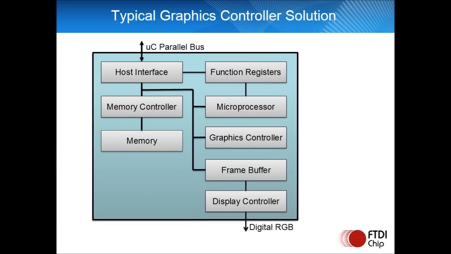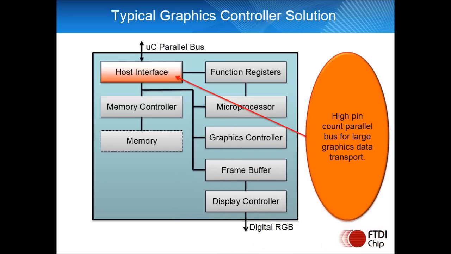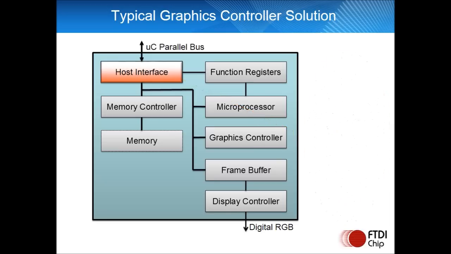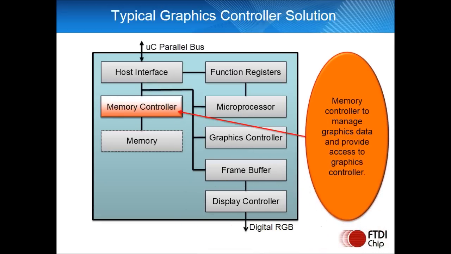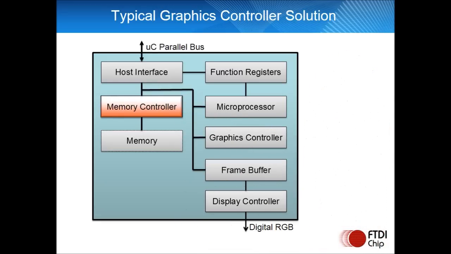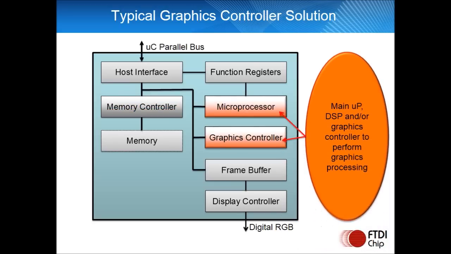Let's consider a typical graphics controller solution. The host interface is typically a parallel bus, providing the throughput capacity for sustaining high graphics data. As there's data sharing, the memory controller provides memory management, whether the physical memory is on or off chip. The GPU core processes graphics data. Traditionally, a large frame buffer memory holds complete frames of bitmapped images for display via the display controller.